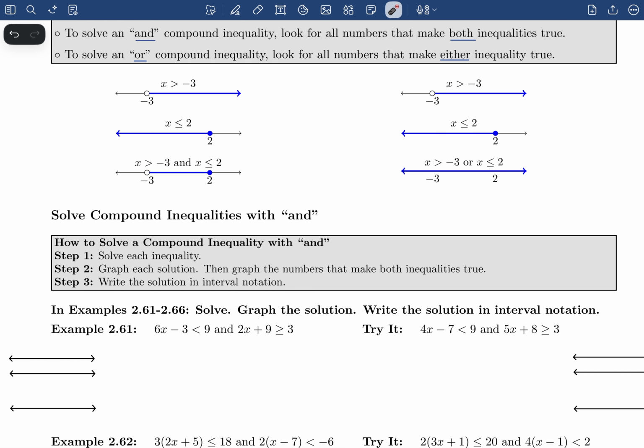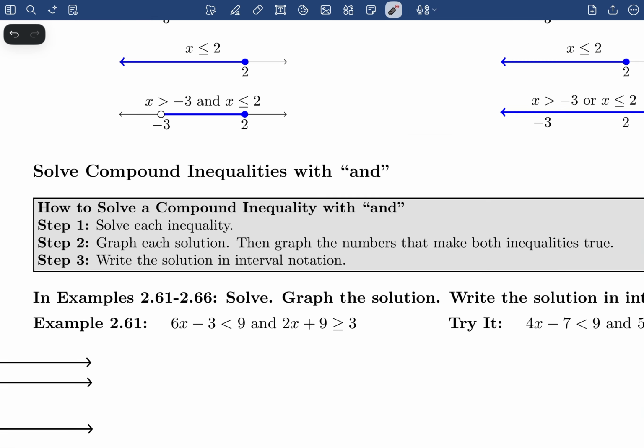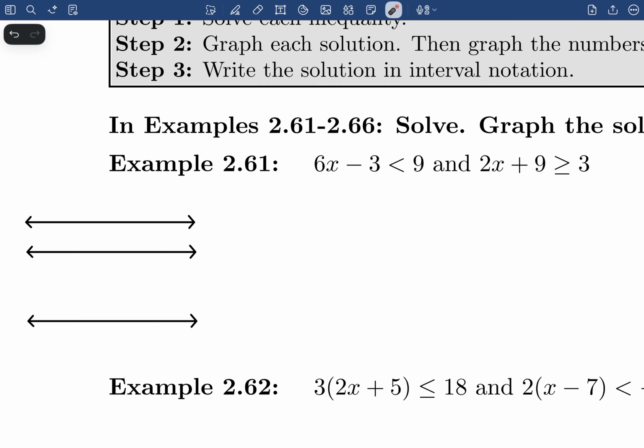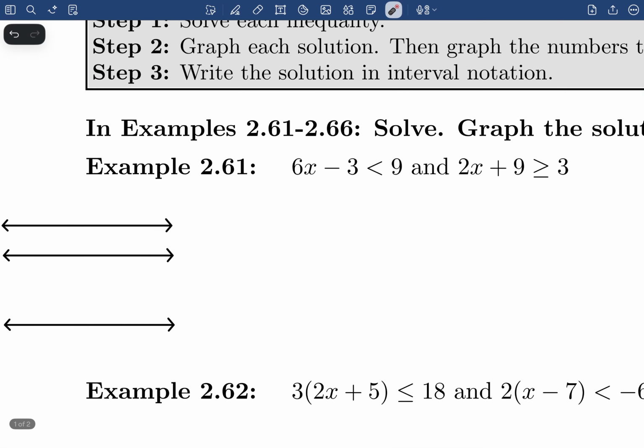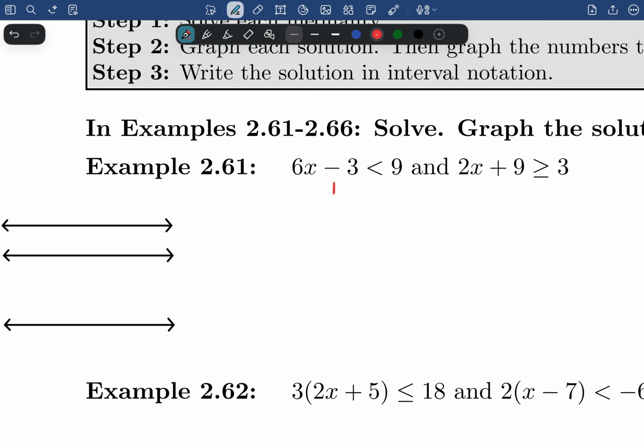Great. So here in these examples that are coming up, these next 5 examples, we're going to solve the inequalities, then graph the solution, and then write the solution in interval notation. Great. So starting with example 2.61, I'm going to solve each of these inequalities separately, these linear inequalities. So to do it, I look at the first inequality and I add 3. Rewriting the inequality, I get 6x is less than 12. I now divide by 6, and I have solved this inequality where I found x is less than 2.